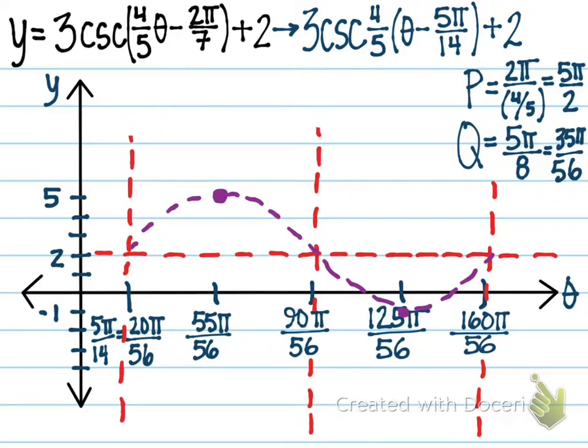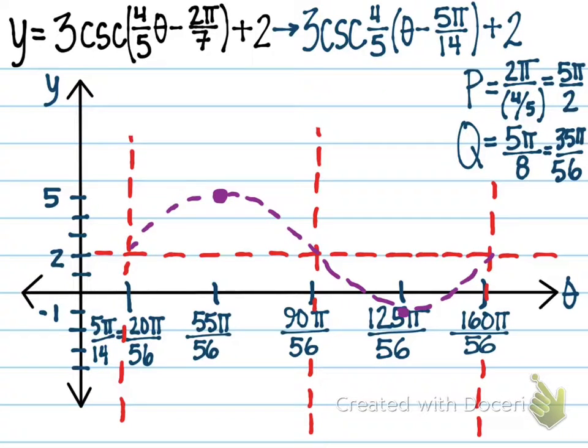Now that it's all in that nice form for us, we can get our graph going. I found the period first, 2 pi over b, flipped and multiplied. I got 5 pi over 12. Found a quarter period next. We find quarter periods for sine, cosine, cosecant, and secant. And we got 5 pi over 8.